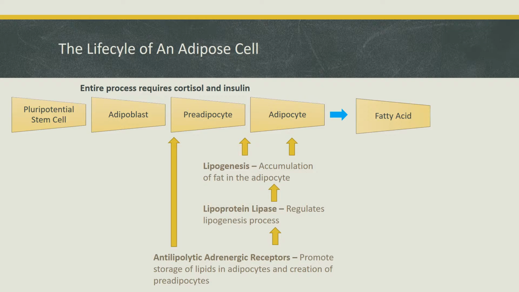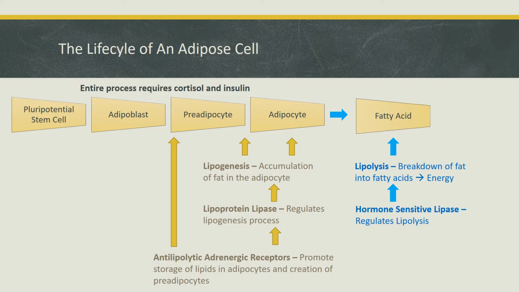On the other side of fat storage, there's also fat breakdown into fatty acids. This process is called lipolysis, and it provides energy to the body. Hormone-sensitive lipase regulates lipolysis. There are also several lipolytic and adrenergic receptors that promote this breakdown of fatty acids in adipose cells.